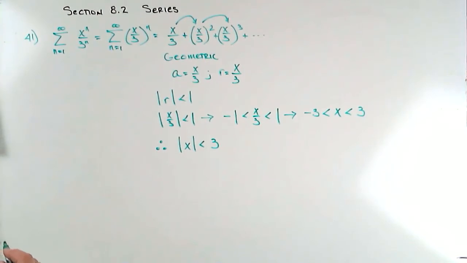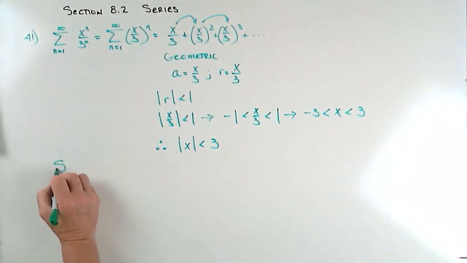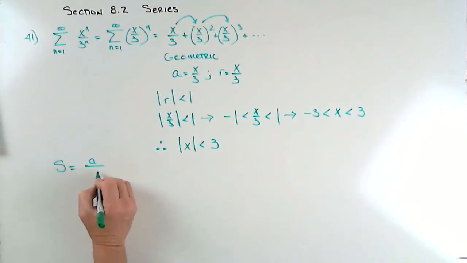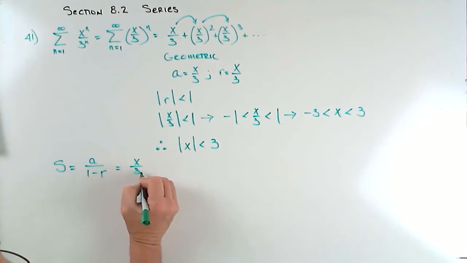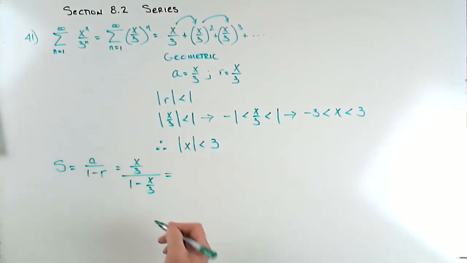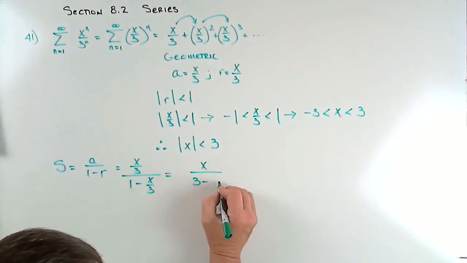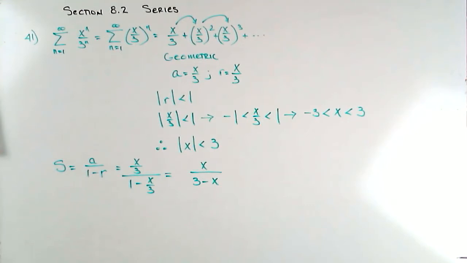Then it says if it does converge, well, not if it does, because we were supposed to find the values that cause it to converge, find the sum. So remember, s is equal to a over 1 minus r. So that's going to be x over 3 divided by 1 minus x over 3. We can multiply the top and the bottom by 3, and we get x over 3 minus x as our sum. So that's how we do number 41. I'll erase this, and then I'll work on 47 as our last problem.